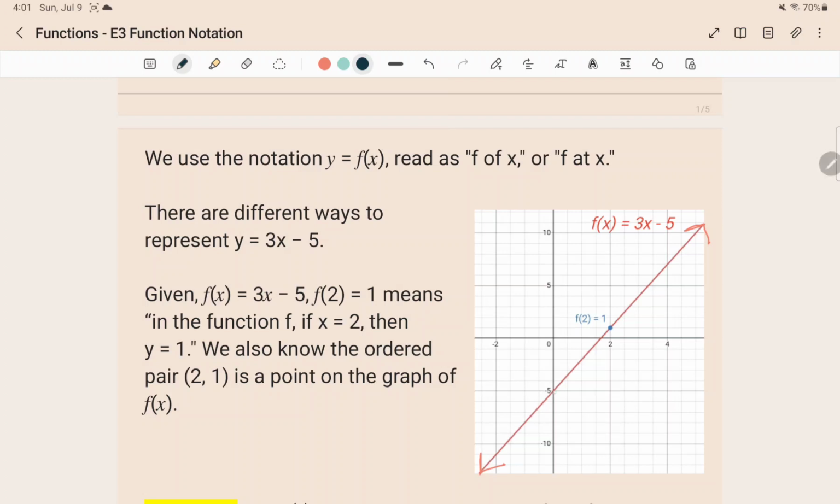I can look at my graph and see that it crosses the y-axis at -5. That means f(0) equals -5, or the point (0, -5) exists on the graph. I can also see that at 4, y is equal to 7, so f(4) is equal to 7, or the point (4, 7) is another solution or another point on my graph.